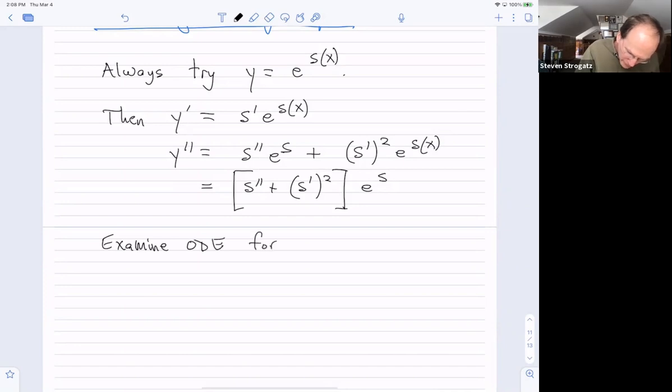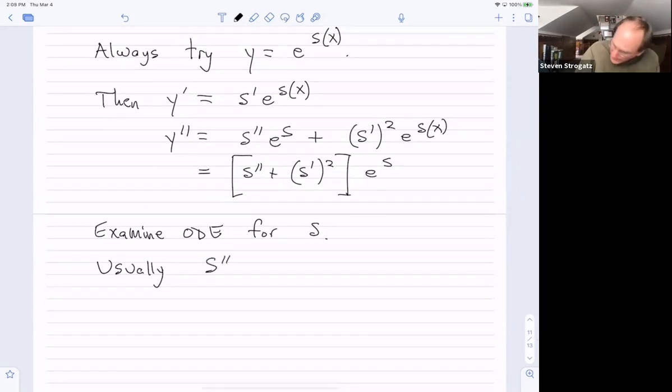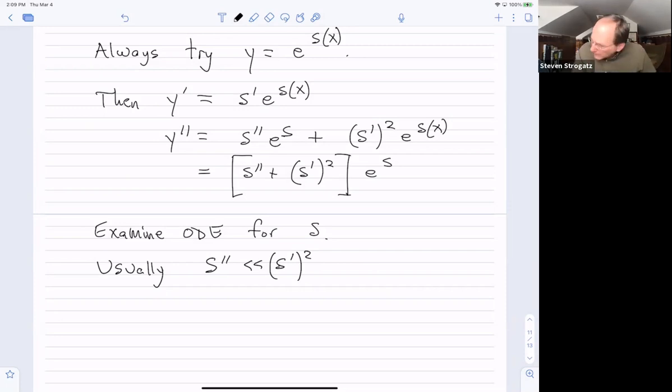ordinary differential equation, for s. And usually something asymptotically nice will happen. Not always, but we'll see counterexamples. But usually s double prime will be very small compared to s prime squared in that square bracket above. So we're going to start neglecting terms, hoping that other terms are asymptotically dominant compared to them. And that's how we'll get our asymptotics.